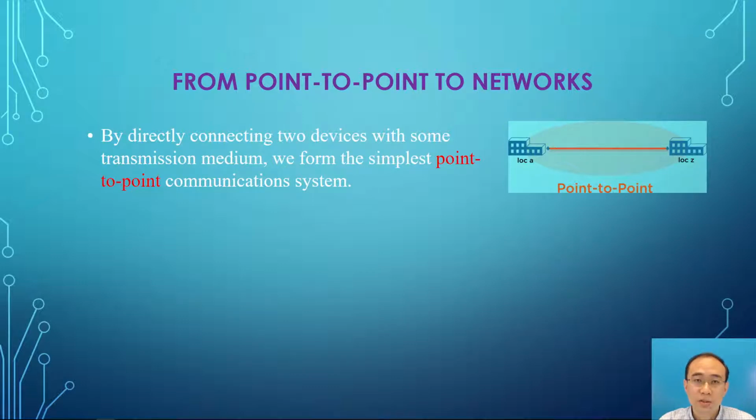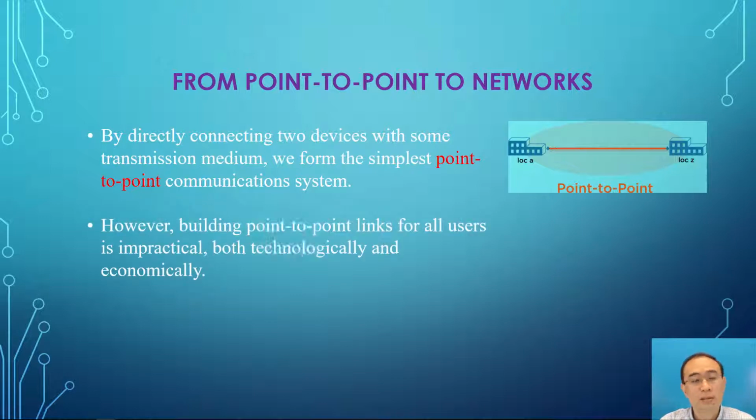According to the definition of communication system, we need communication system to move information. So the easiest or the simplest communication system is a point-to-point communication system where we connect two points and exchange information between them. However, building point-to-point communication system between all users or all nodes is normally not very practical.